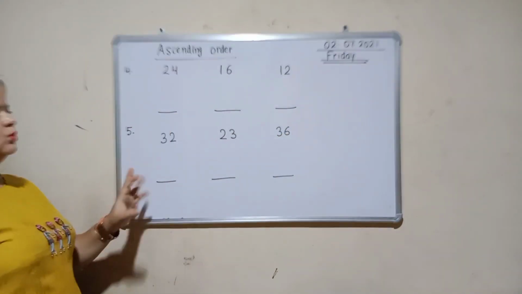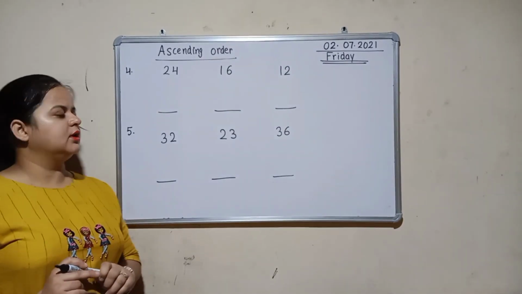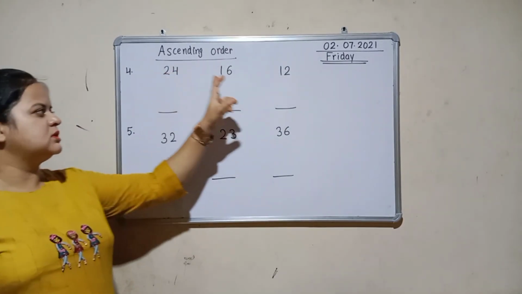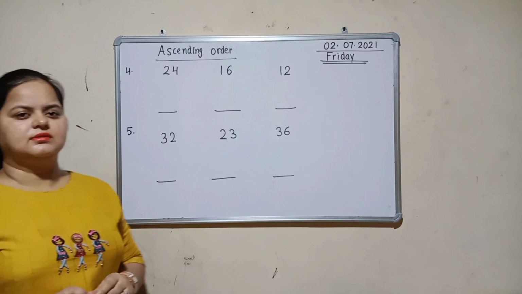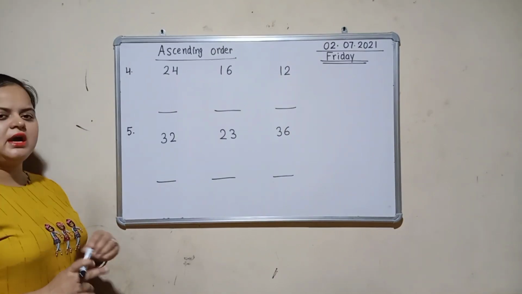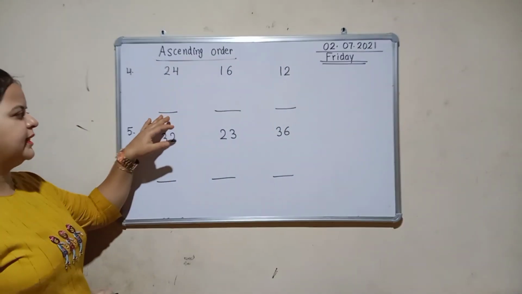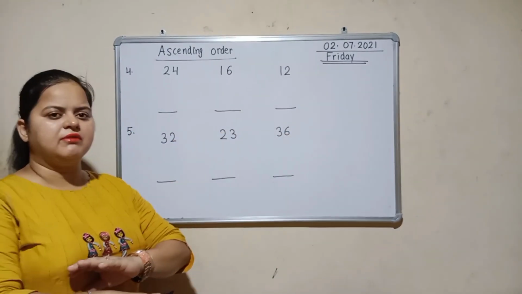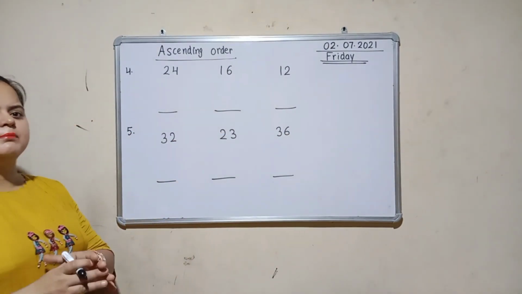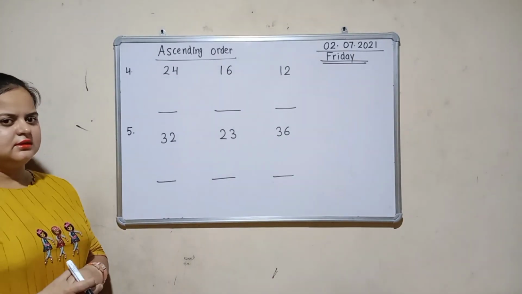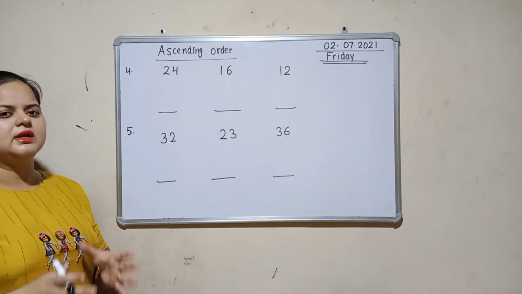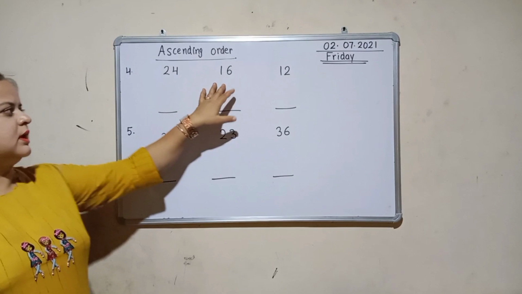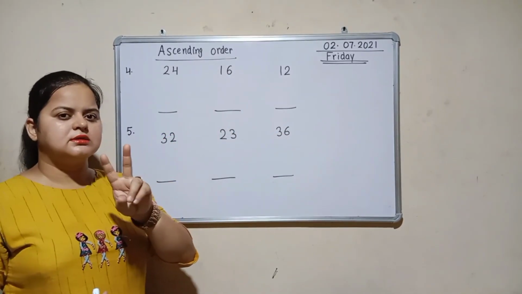We will do these two again in ascending order. 24, 16 and 12. Again we have to find out the smallest number to write here. We do not have any number with one digit. Yes, there is no one digit number here. All are two digit numbers.